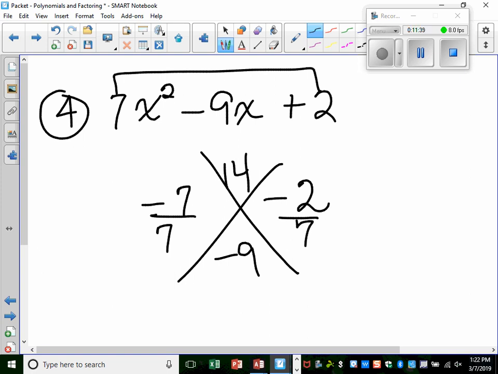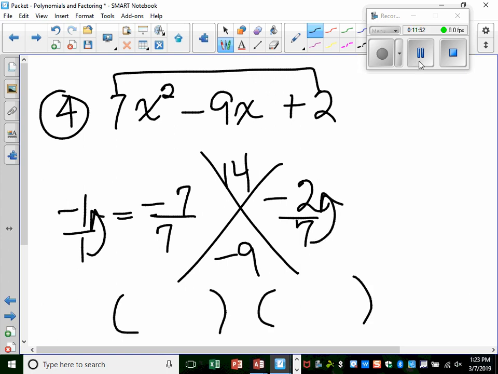Right? I can reduce the negative 7 over 7 to negative 1 over 1. Who can tell me what the factors would be? Start from the bottom up. What would the factors be? My two factors here. Good. All right, so we'll have x minus 1 and 7x minus 2.